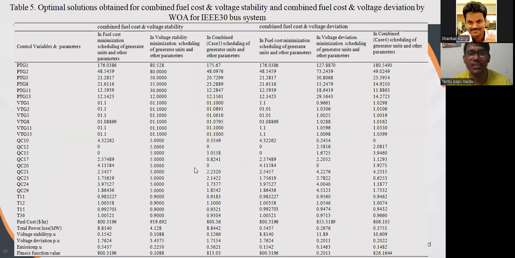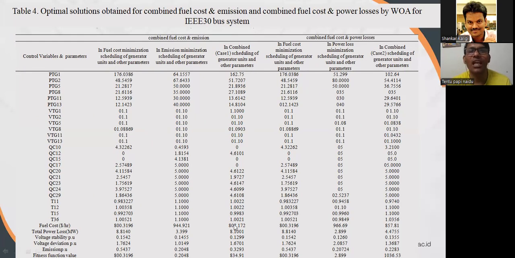Case 1 indicates the fuel cost as well as the emission. Here the fuel cost is 802.172, and emission is 0.3293. Likewise, it is reduced.